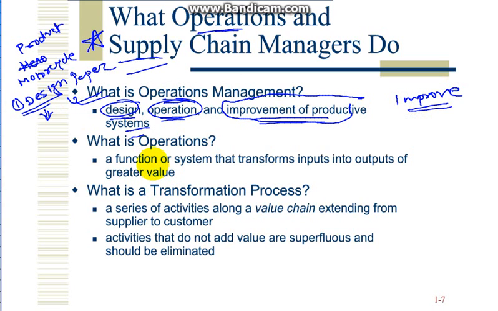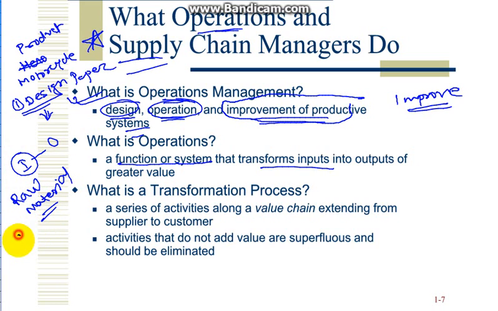Now, what is an operation? An operation is nothing but a functional system that transforms input into output. Input is nothing but the raw materials which are bought from the suppliers, and between them is the process that we do. After completing the process, a final product is produced, which is called the output. And between them, what we do is nothing but the operations.